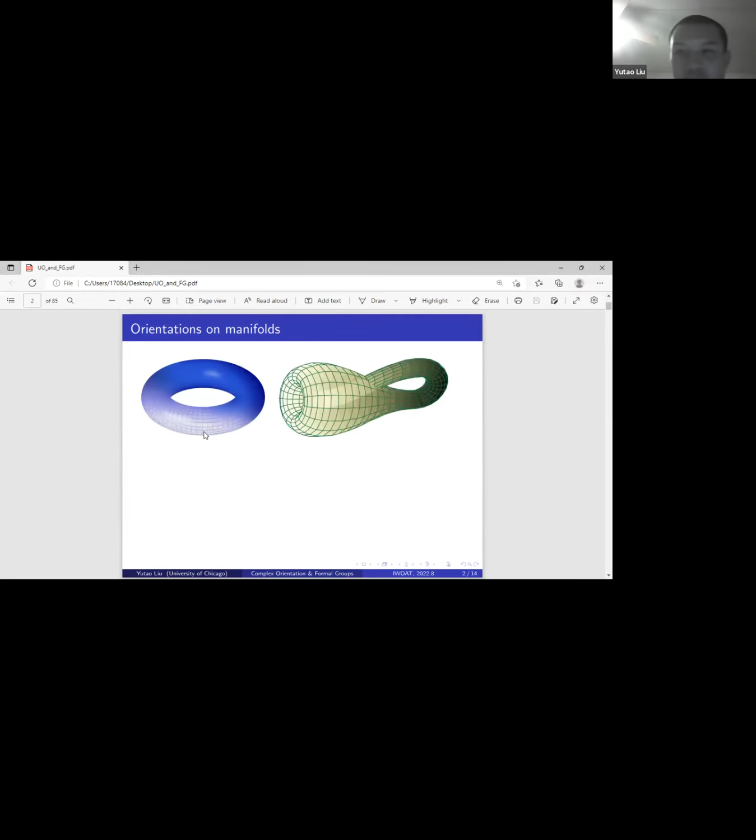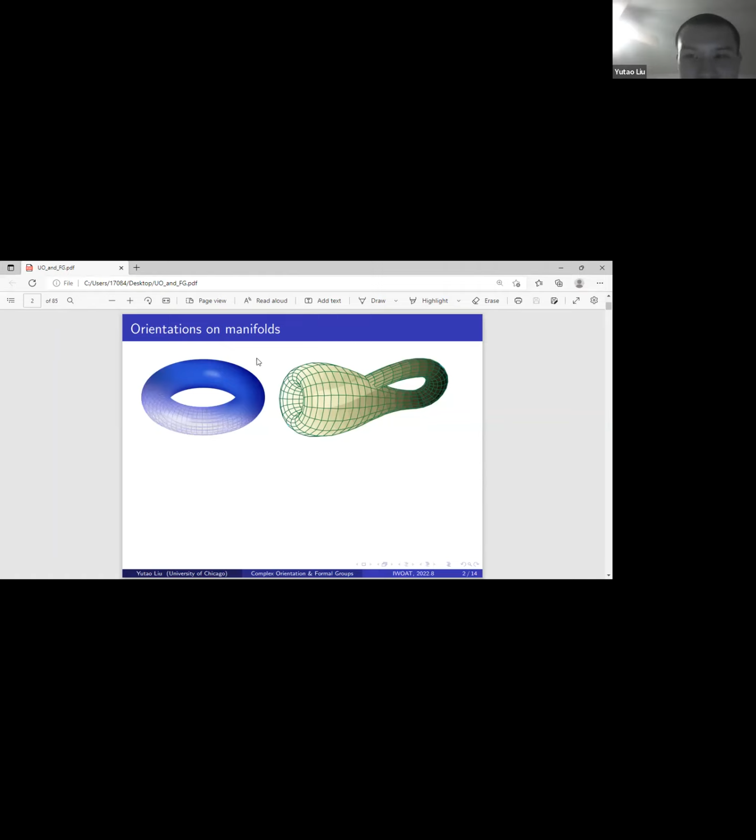So here we have two different manifolds, as you can see. We have a torus and we have a Klein bottle, which is a twisted version of the torus. Intuitively, you can say that the torus is orientable, but the Klein bottle is not. To make this idea more precise, you can easily distinguish the outside and inside of the torus, but you can never do that for the Klein bottle. In fact, the Klein bottle cannot be embedded in the three-dimensional space.